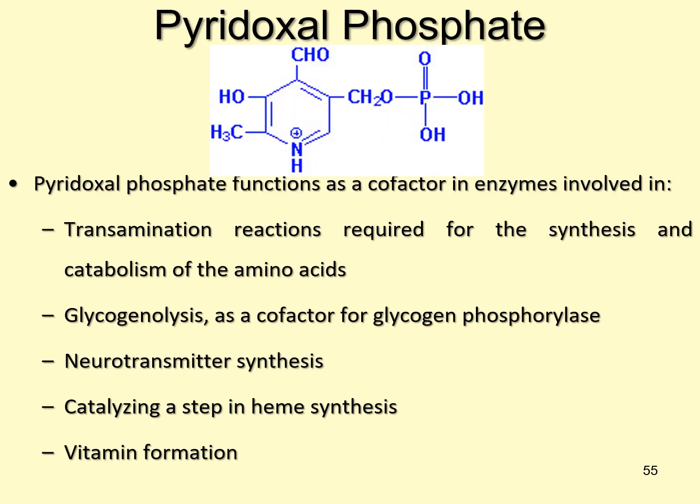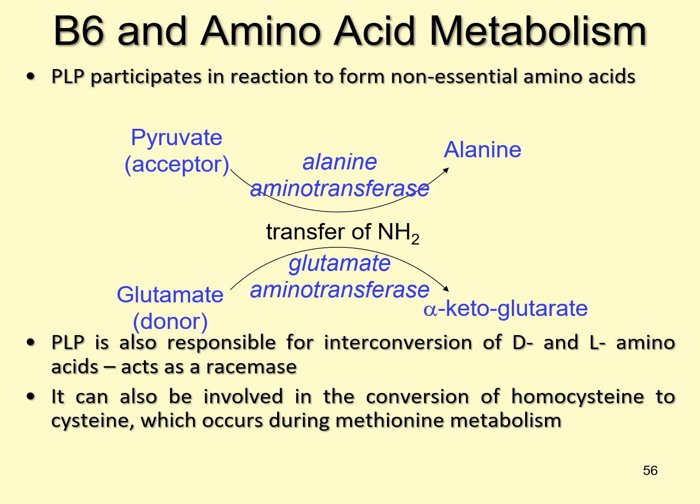This pyridoxal phosphate functions as a cofactor in enzymes involved in transamination reactions required for the synthesis and catabolism of amino acids, glycogenolysis as a cofactor for glycogen phosphorylase, and neurotransmitter synthesis, which is also another role of vitamin B6. It also catalyzes a step in heme synthesis, heme which is in hemoglobin, porphyrin, that is what it means, and other vitamin formation can also be done by this pyridoxal phosphate.